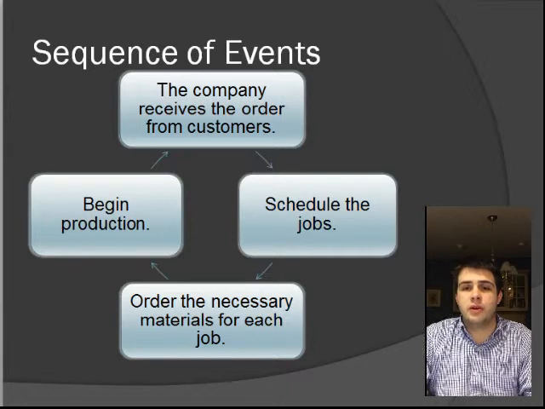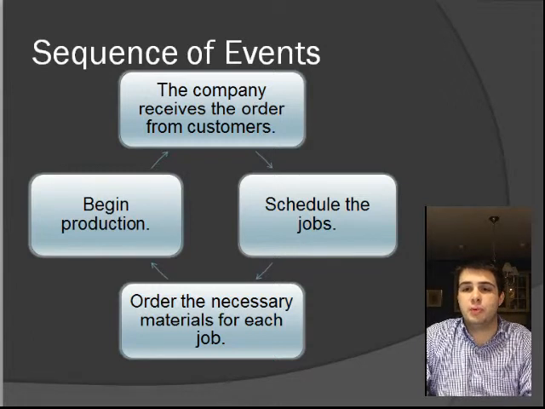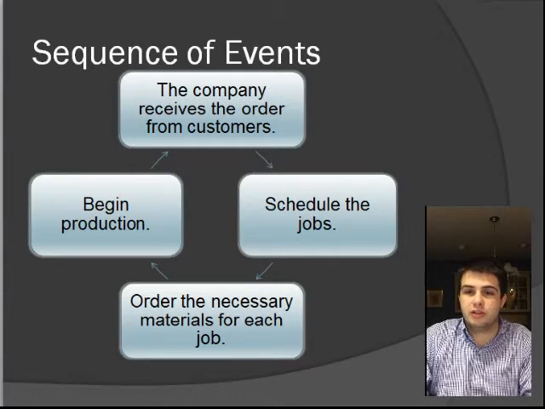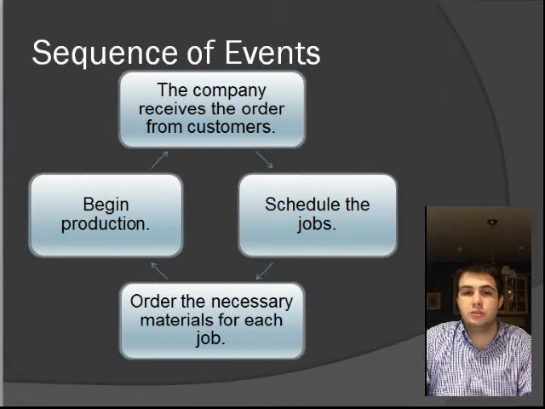That moves us into our next topic, the sequence of events in the job order costing system. The sequence goes like this. The company receives the order from customers. Next, they schedule the jobs, followed by ordering the necessary material for each job, and then begin production. Remember to keep in mind that items produced under the job order costing system are not mass-produced, but rather of a distinct product or service.